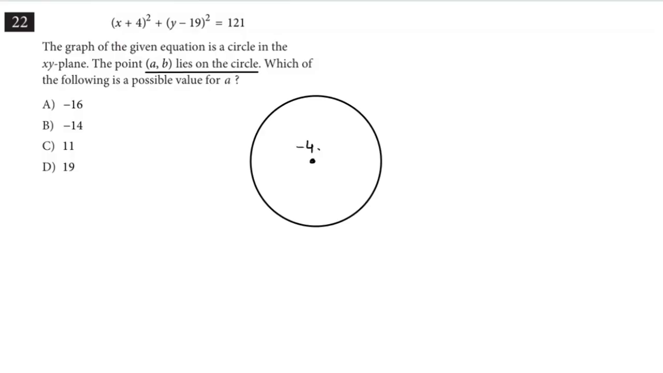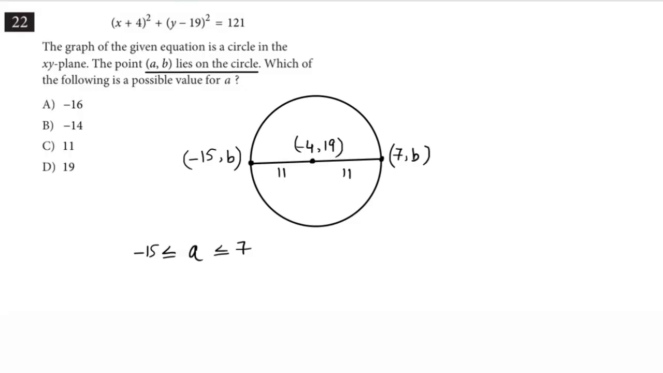The center is negative 4 and 19, and the radius is 11. So I just need the extreme values for x and see which one works. Minus 4 plus 11 is 7, so this is one possibility. And minus 4 minus 11 is negative 15. So let's see, my x is within a max of 7 and a minimum of minus 15.